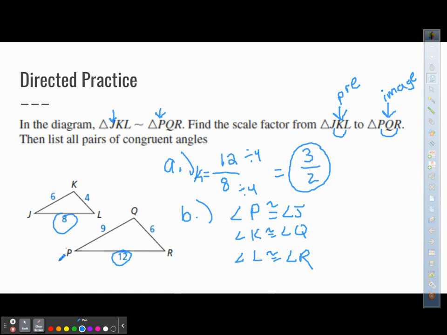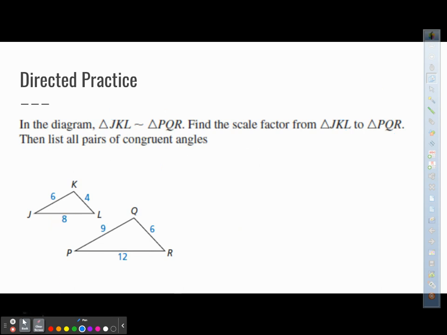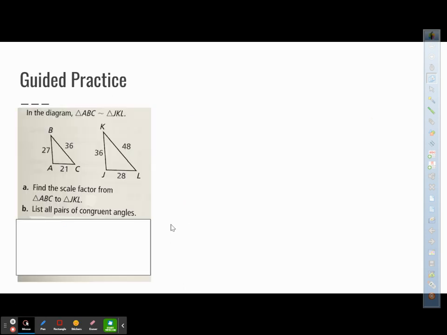Alright. Let's clear this off. The next one you're going to do with your partner. You need to fill in those missing numbers. KJ is 36, JL is 28, and KL is 48. Once you fill in those numbers, turn to your partner, and y'all are going to do A and B together. Maddox needs to move right there, and you and Owen work together.